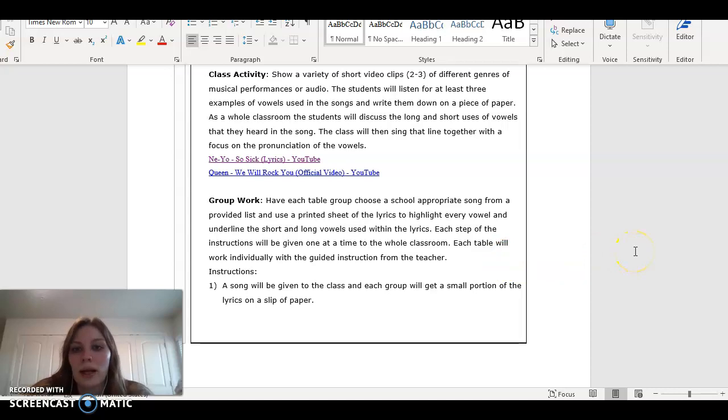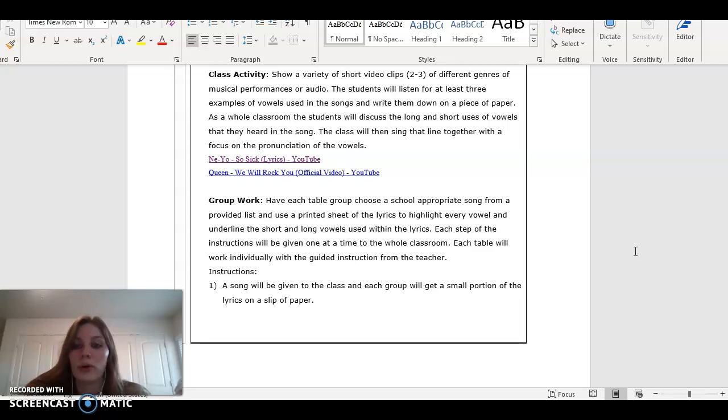And then the main class activity that prepares for the final group work is when I will show two videos with different musical performances, one with lyrics so that the students can see the words, and then one without. The students will write down words that they hear and then be given time to highlight the vowels in those words, in that same notebook that they wrote the song title.